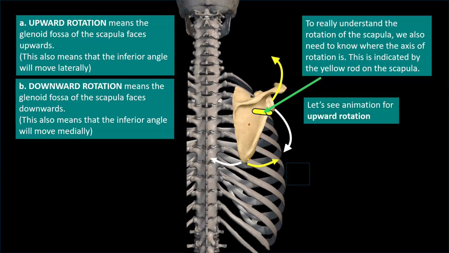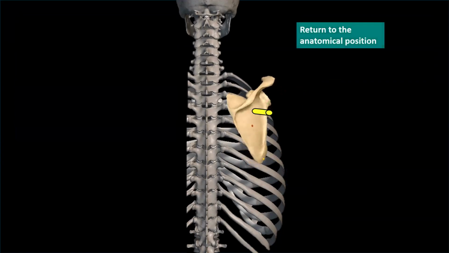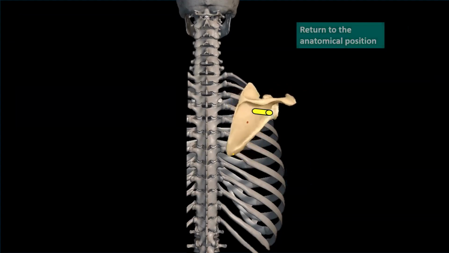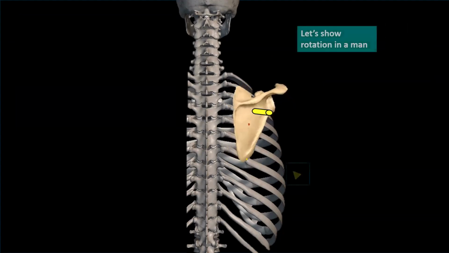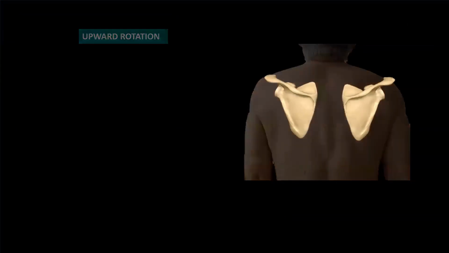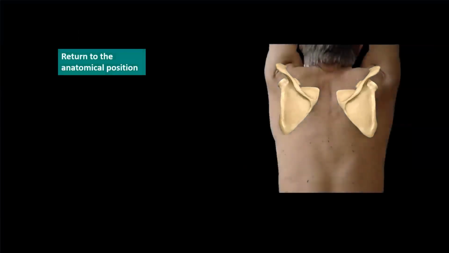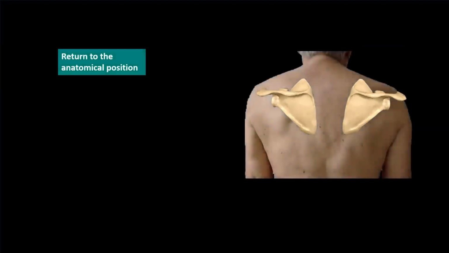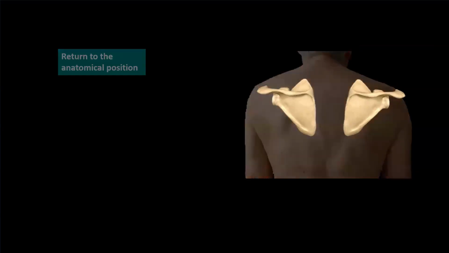Let's see animation for the upward rotation. Return to the anatomical position. Downward rotation. Return to the anatomical position. Let's show rotation in man. Upward rotation. Return to the anatomical position. Downward rotation. Return to the anatomical position.